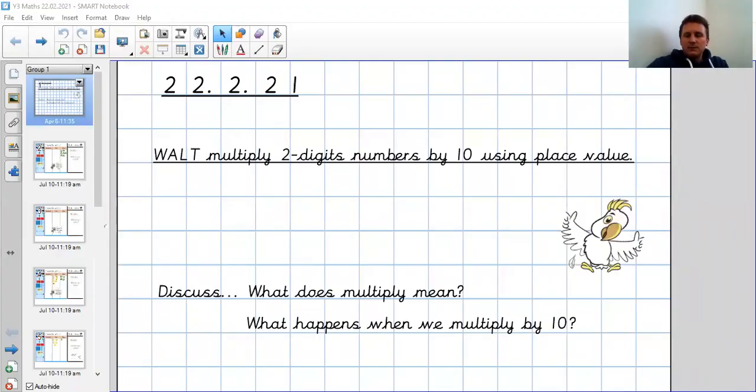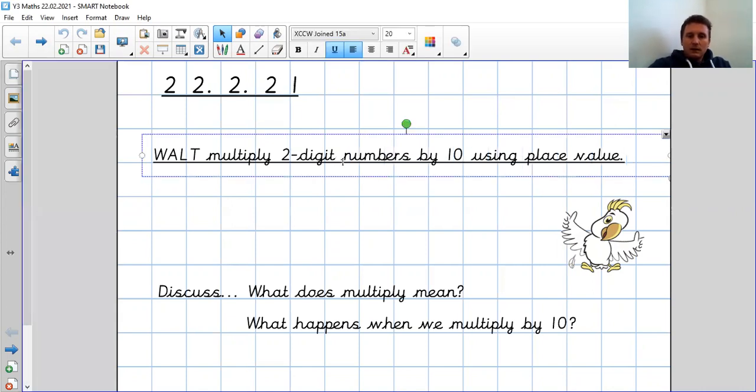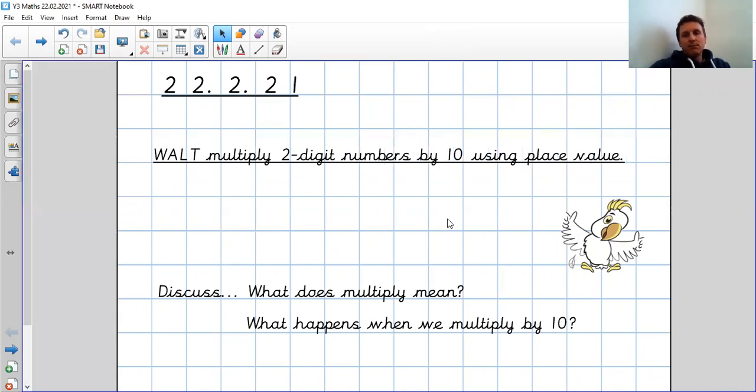So in your books, let's try and remember those rules that we were really, really good at for half term. We had a clear date and a clear WALT. So your WALT today is to multiply two-digit numbers by 10 using place value. So we are multiplying by 10. Maybe you know a quick way of doing this already. And if you don't, that's fine, because we are going to work it out today.